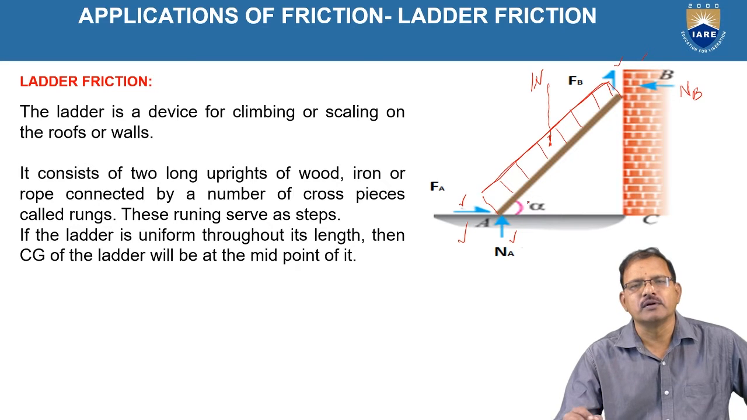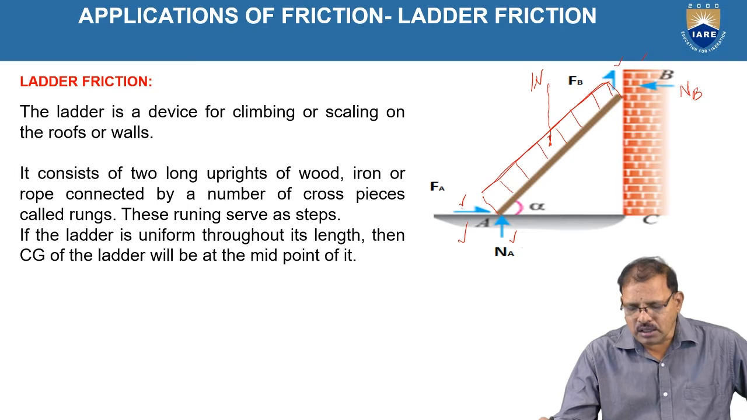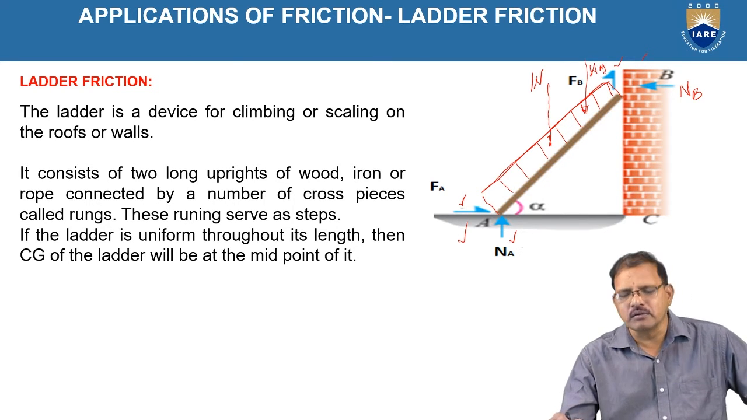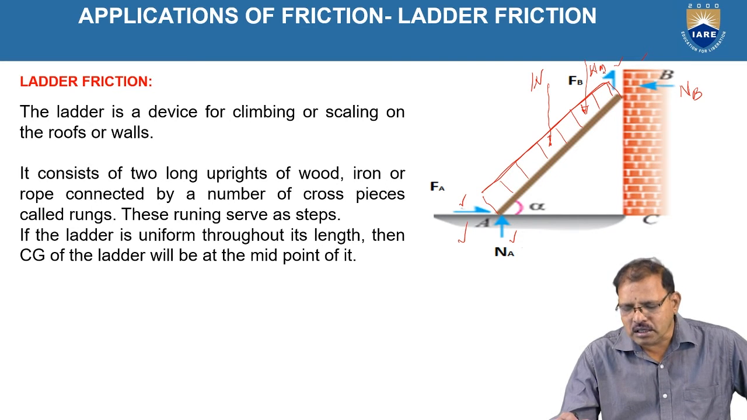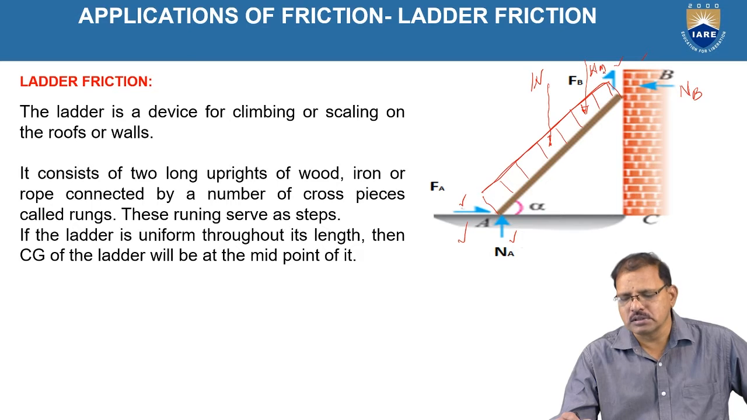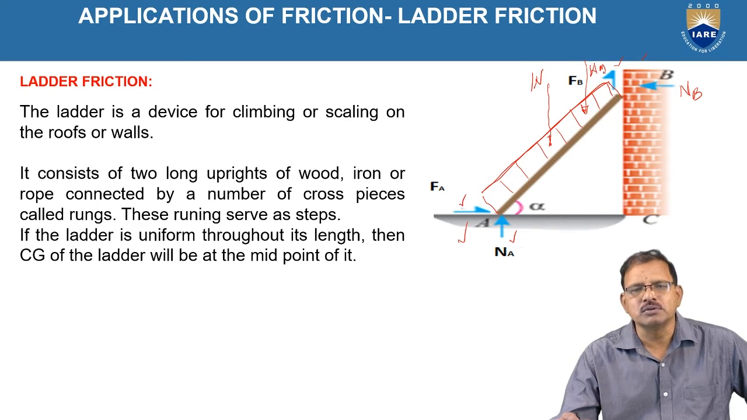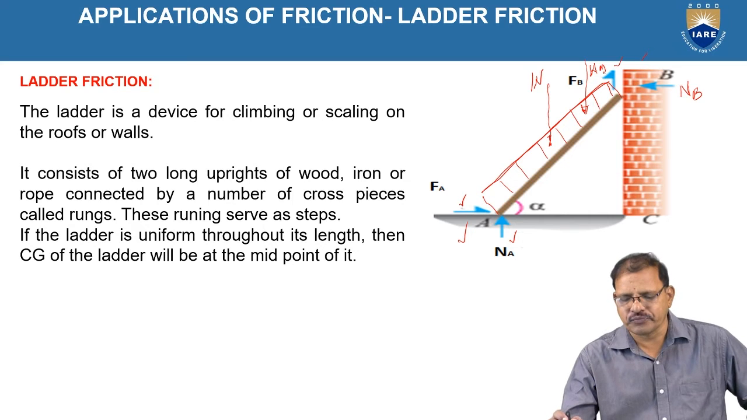Now let alpha be the inclination of the ladder with the horizontal, and let Wm represent the weight of the man when he is climbing upward. At that point, assume it is in equilibrium, that means about to slide downward.